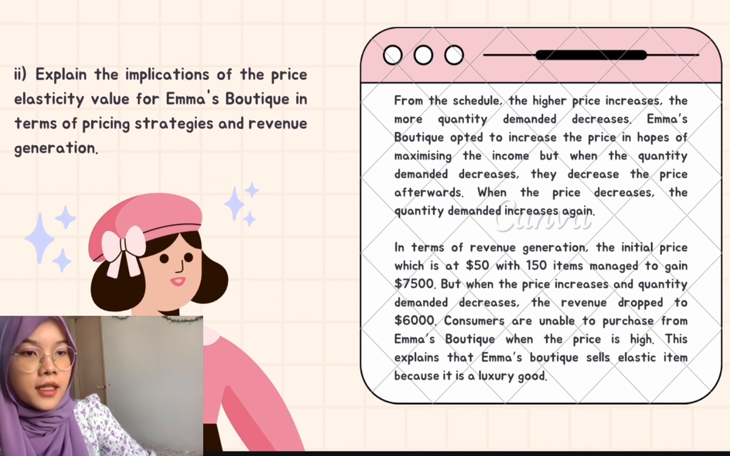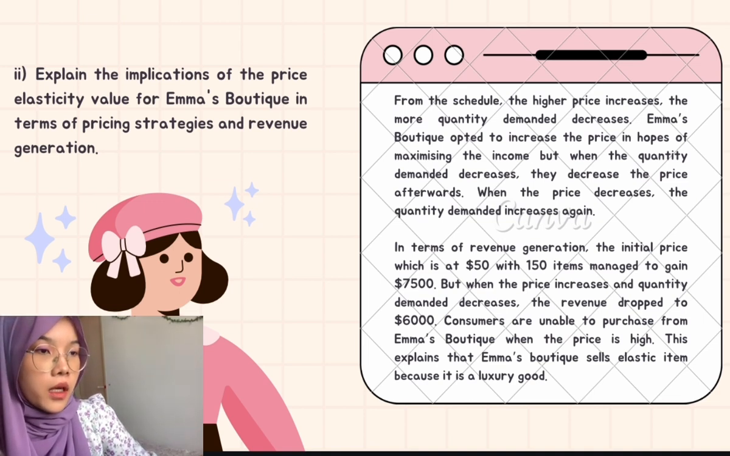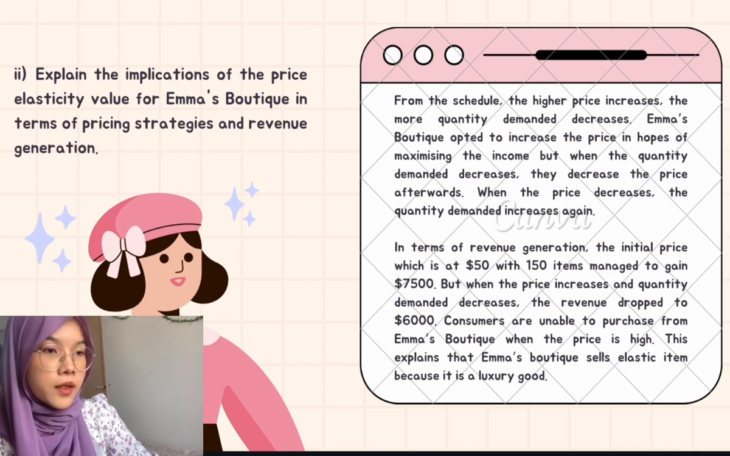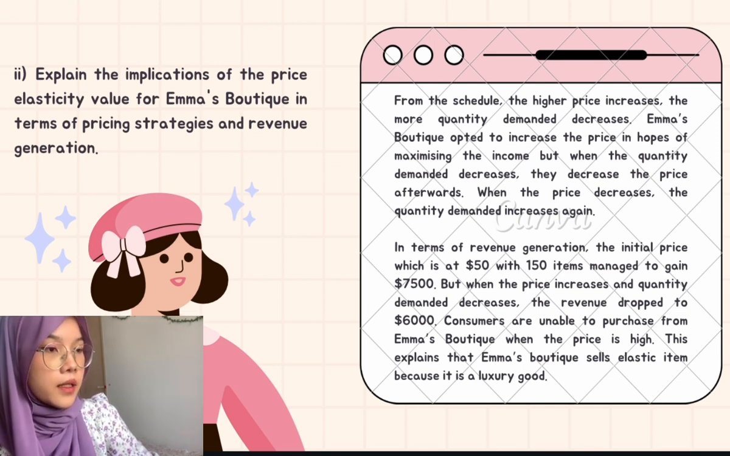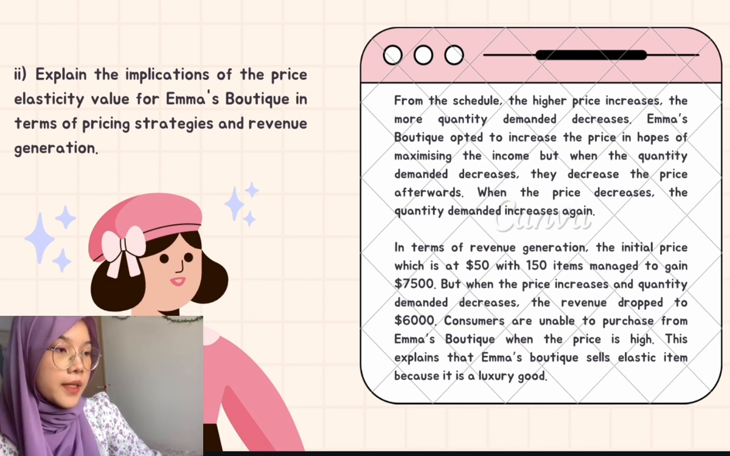Now that is done, we will move on to question 2, Roman. Explain the implications of the price elasticity value for Emma's Boutique in terms of pricing strategies and revenue generation. From the schedule, the higher the price increases, the more the quantity demanded decreases. Emma's Boutique opted to increase the price in hopes of maximizing the income, but when the quantity demanded decreases, they decrease the price afterwards. When the price decreases, the quantity demanded increases again.